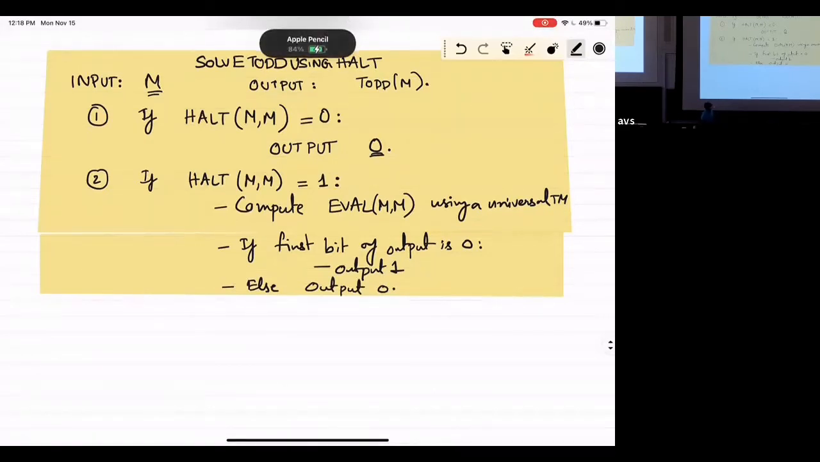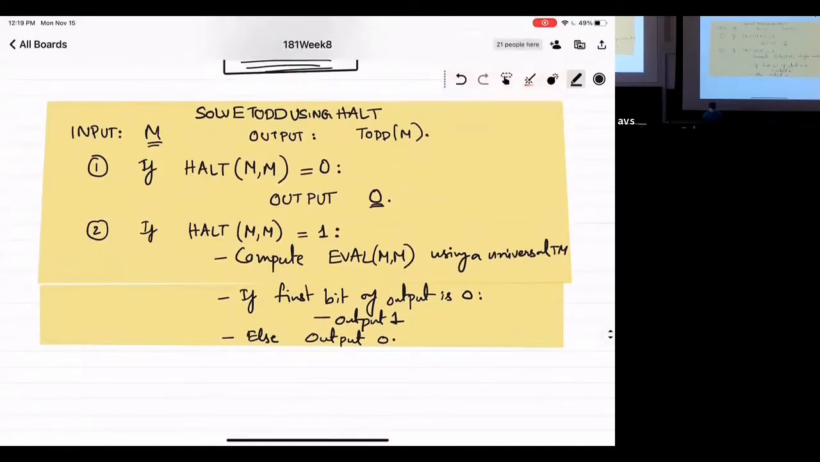So this is the entire simulation. We just call the black box for halt once. If it says the machine doesn't halt, then we already know the answer to Todd, and we just output 0. If it says it halts, then we run through the simulation. We run eval of M comma M using a universal Turing machine, so you are using the universality result strongly here. And then you just check the output. If the first bit of the output is 0, then the output should be 1. If the first bit is 1, you have to output 0. That's it. Any questions about this?